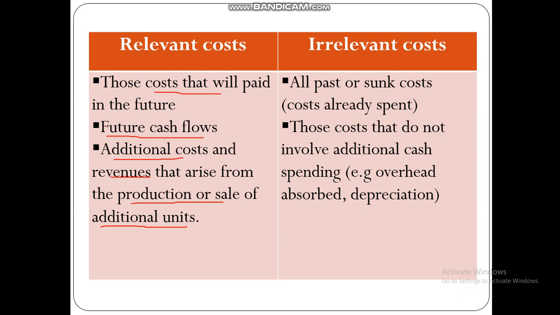Irrelevant cost is all past or sunk cost, that means cost that has already been spent. Those costs do not involve additional cash spending. So even though there is an expense but no cash spending, an example is depreciation, and also overhead absorbed. The total overhead absorbed will be the same, just that you absorb it differently based on different bases.